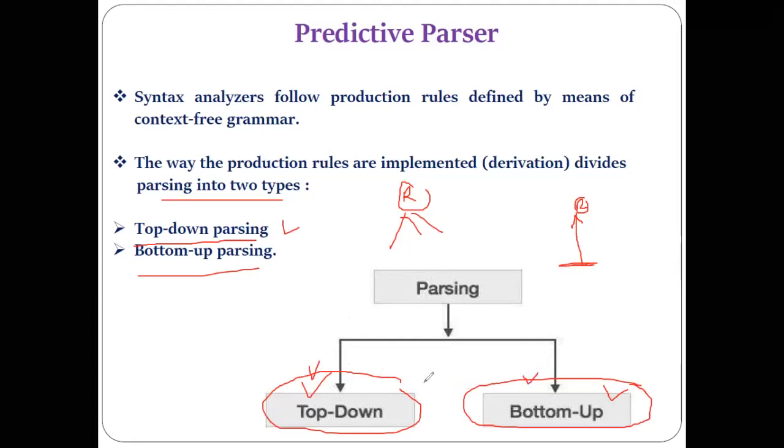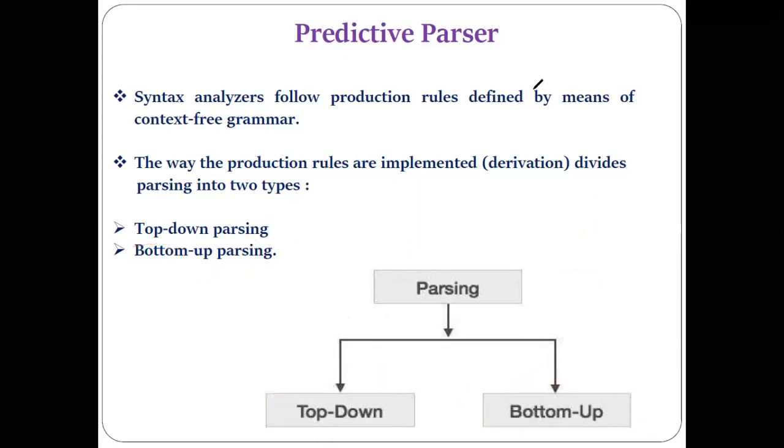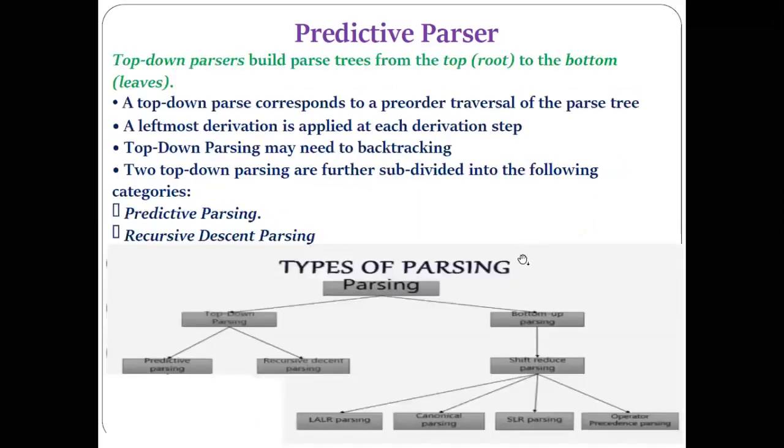The result of both of these techniques is the same. The conclusion we are going to get is whether that particular string, sentence or stream of tokens is syntactically correct or not. We decide that with the help of top down parsing or bottom up parsing. Then this is the division of the parser that we are going to study further. Generally the top down parser or the bottom up parser is used to build the parse tree.